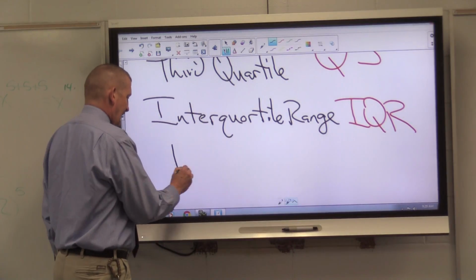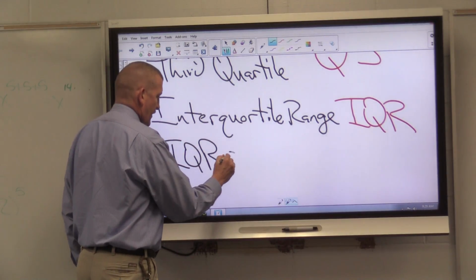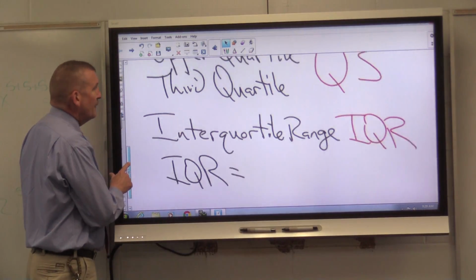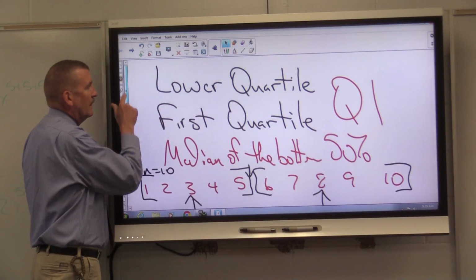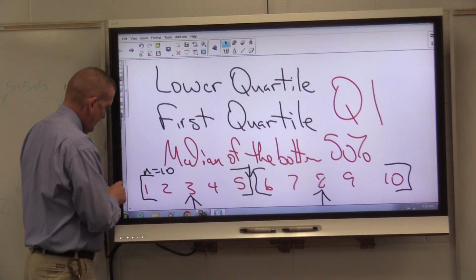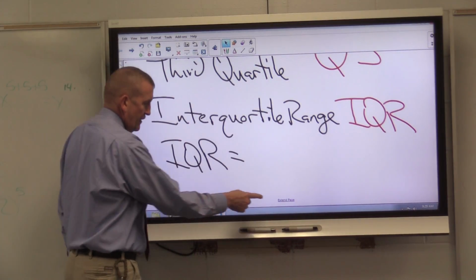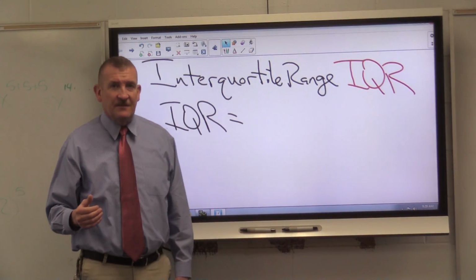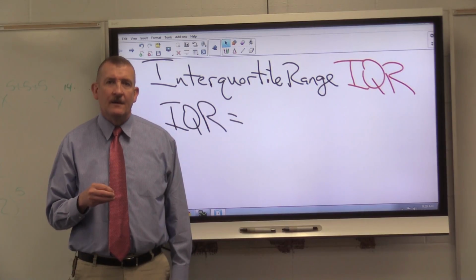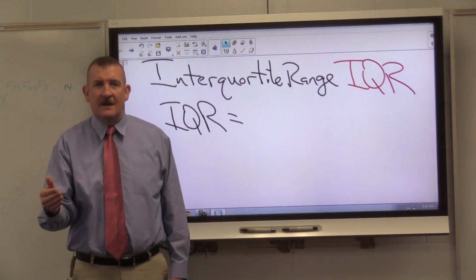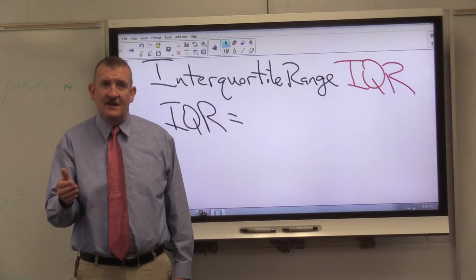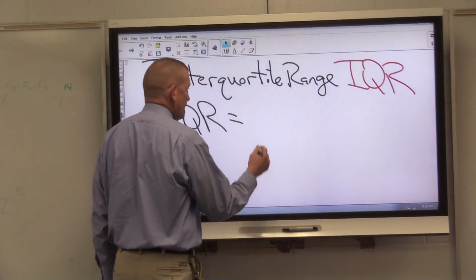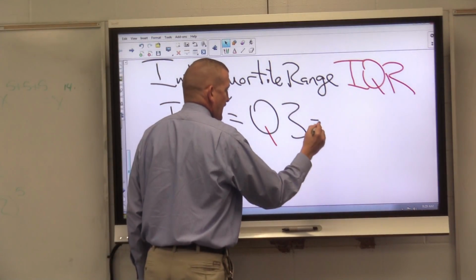Well, how do I find the interquartile range? Since it has the term range in it, let's go back and review what the term range means. Remember, I get the range of my set of data by doing what? The maximum value minus the minimum value. Max minus min is your range. Now my interquartile range is very similar.